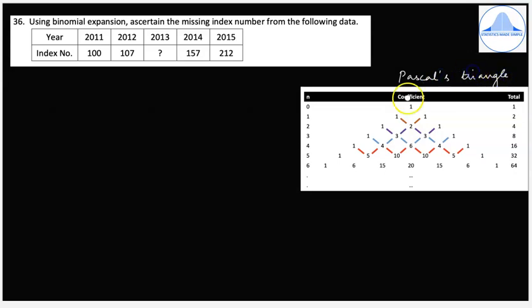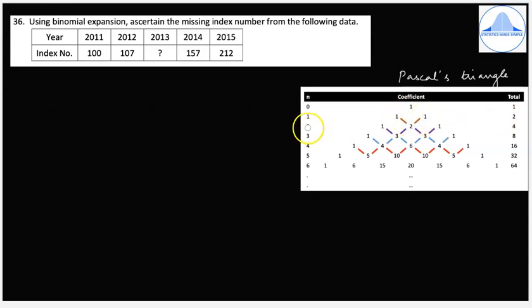So to write the Pascal's triangle, in the first column we have n, where n starts with 0. Then you have 1, 2, 3, 4, 5, 6, and so on. And then you have the coefficient column and the total column. So under n equal to 0, the coefficient is 1. Then when n is 1, you write 1 on either side of this 1 and the total is 2.